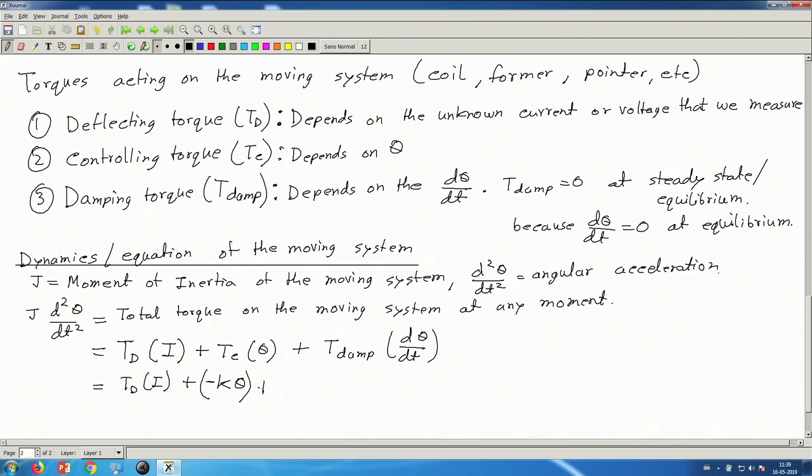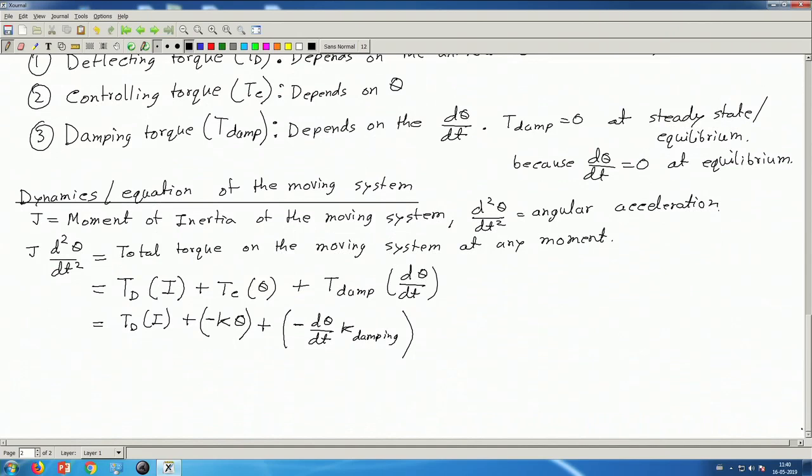Now in place of T damping we can write, so we know that T damping should be, or we want it to be, proportional to d theta dt with some constant, call it k damping. So this is the damping constant, and we put a minus sign. Why? Once again we know that this torque is always in a direction opposite to the velocity. Okay. So this is the equation for the moving system.